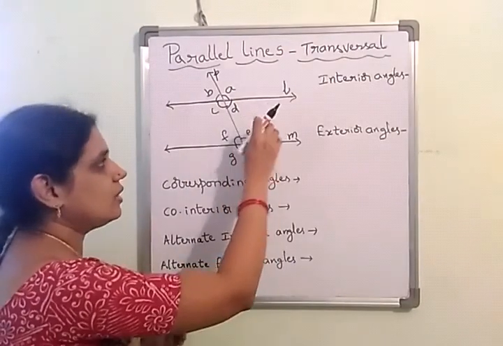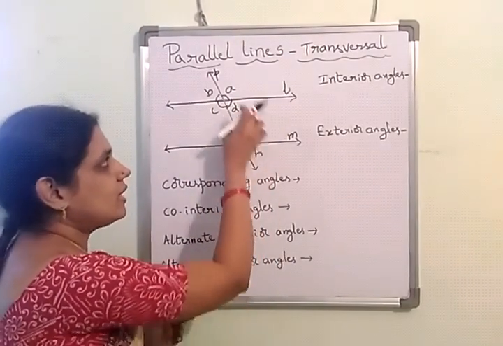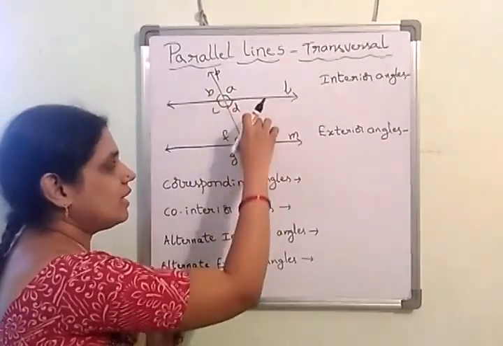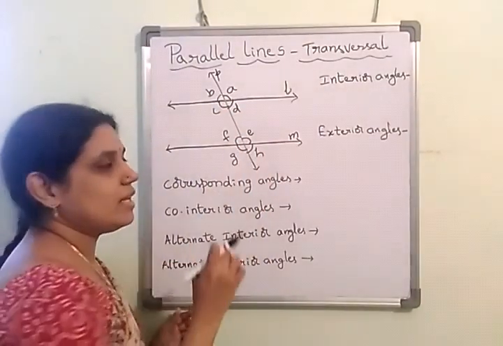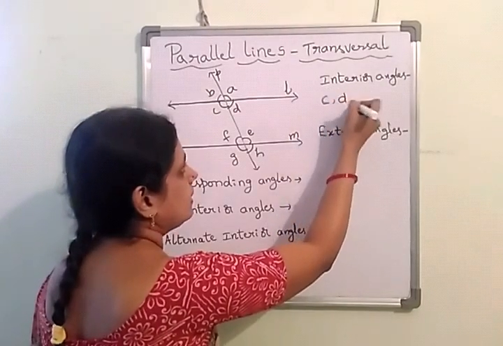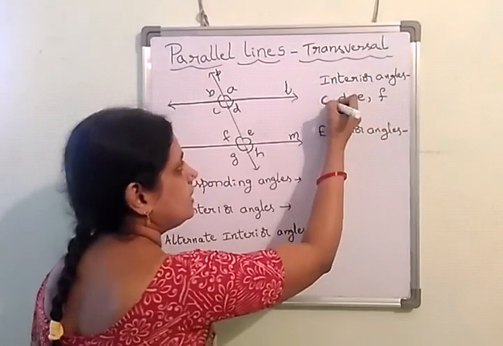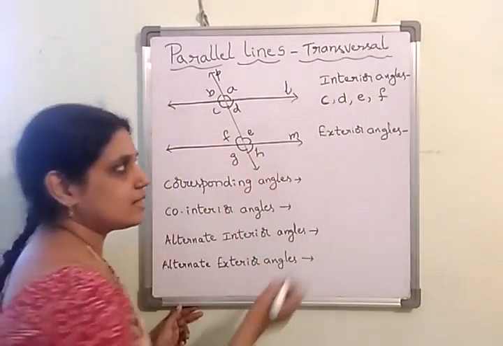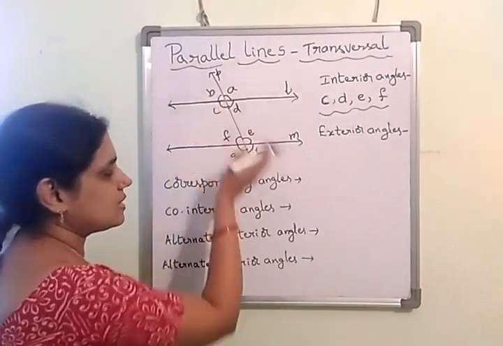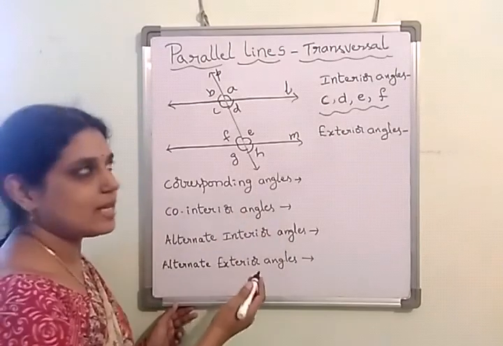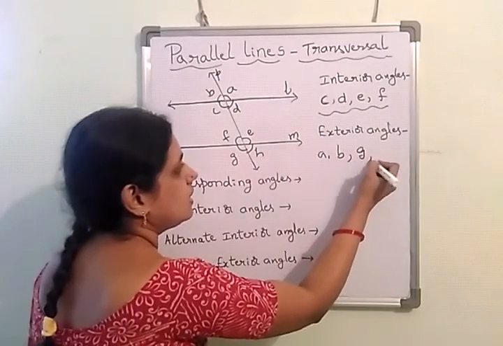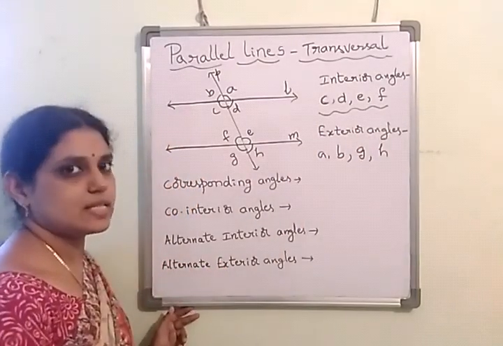What are interior angles? Interior means inside. Inside, these four angles are there, that means in between the lines. These interior angles are C, D, E, F. These four angles are interior angles. Now what are exterior angles? Those which are not interior, that means which are outside the lines. They are exterior angles only. What are the exterior angles here? A, B, G, H. These four are exterior angles.